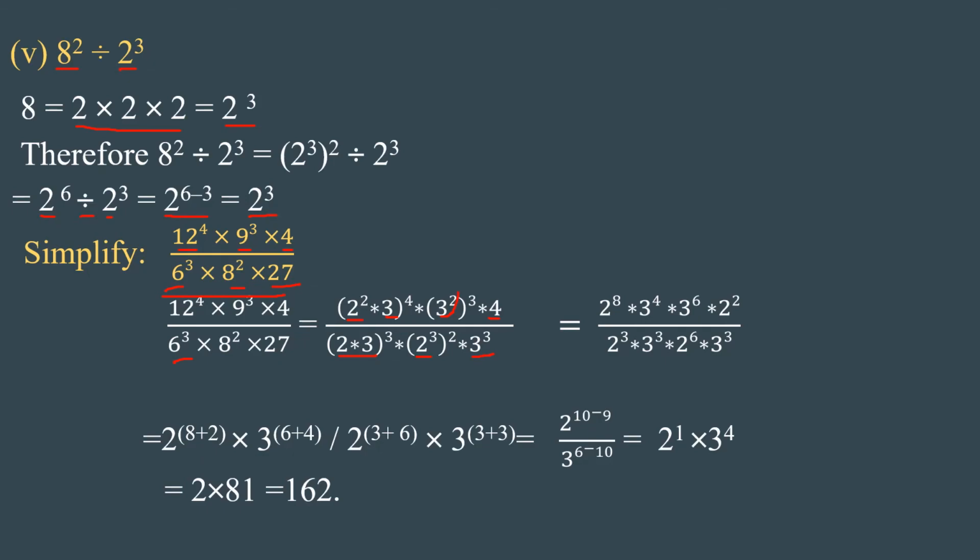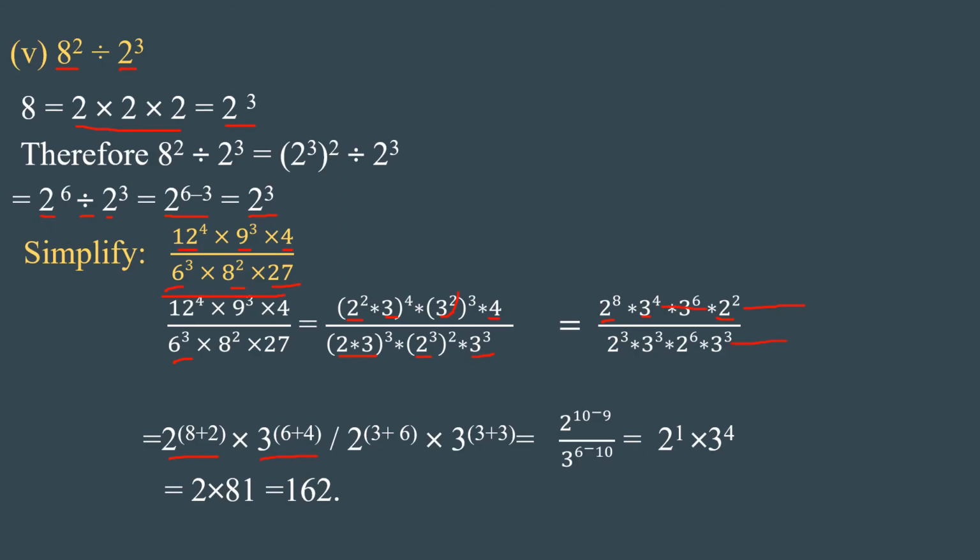That is 2 power 8 into 3 power 4 into 3 power 6 into 2 power 2 divided by 2 power 3 into 3 power 3 into 2 power 6 into 2 power 3. First, when we come to the numerator, here the bases are equal, 2, so their exponents should be added. 2 power 8 plus 2, and 3 has 4 and 6, and they are multiplying. So 3 power 4 plus 6.